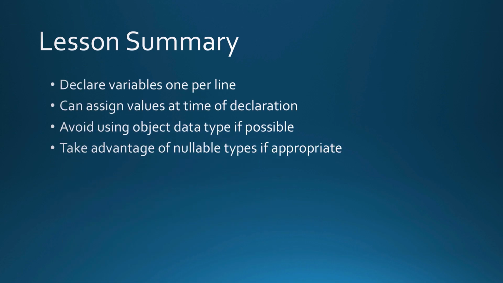So in this lesson, we saw that we can declare variables, and we should declare them one per line. We can assign values at the time of declaration, avoid using that object data type if possible, and you can now take advantage of these nullable types if appropriate. You don't always need to use them, but sometimes they do come in handy.